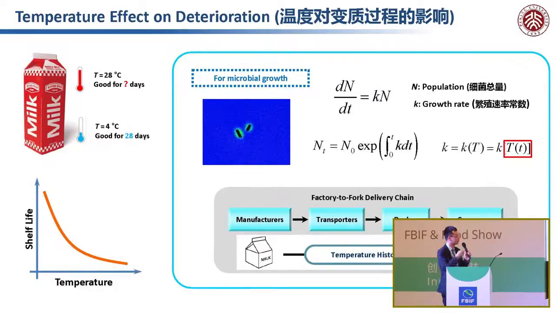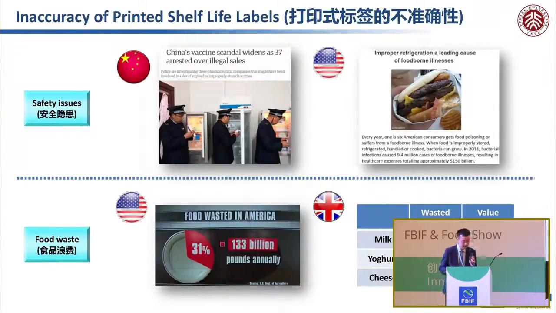So let's take a look at the delivery chain of common customers, from the manufacturers to transporters to dealers like supermarkets, and finally to common customers like us. If we want to know the exact quality status of the product, we have to know the temperature history during this delivery chain, because there might be some temperature fluctuations during the process. So temperature history is the key factor here, and if there has been some temperature abuse during the delivery chain, the product may go bad even before the printed expiration dates.